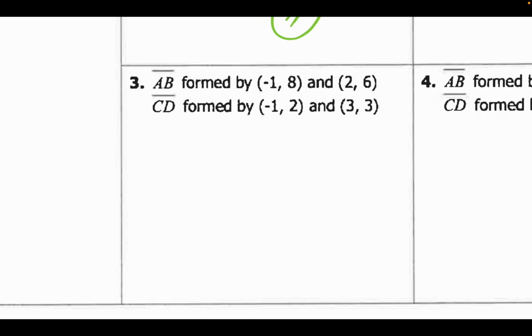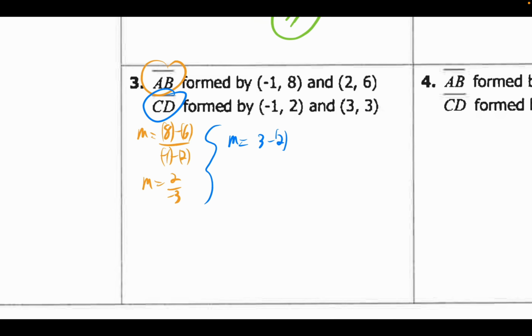On number 3, once again, sticking with my theme of doing the top one in the orange, the slope is 8 minus 6 over negative 1 minus 2. And that's going to give me 2 over negative 3. Finding the slope of my other one, I would end up having 3 minus 2 over 3 minus a negative 1. I add those on the bottom, and I end up getting 1 over 4. We notice that these slopes are not the same, and they're not opposite reciprocals, so these lines are neither parallel nor perpendicular.